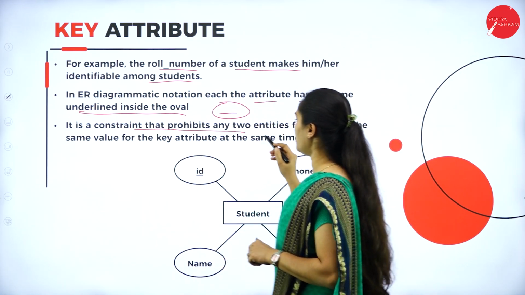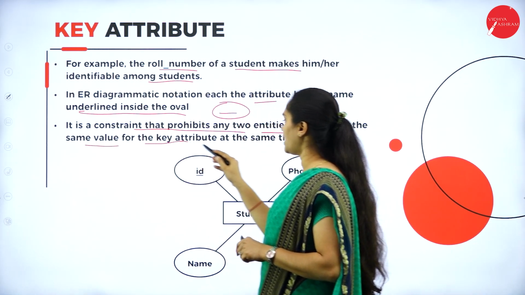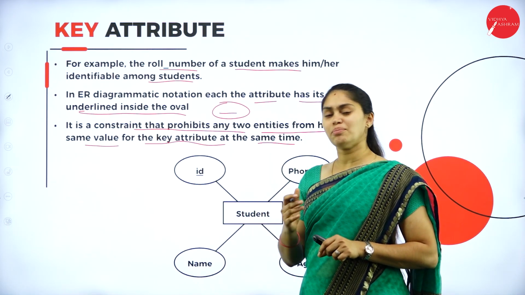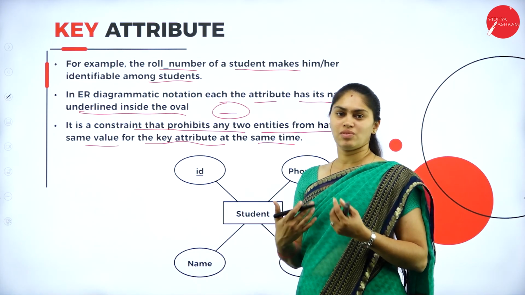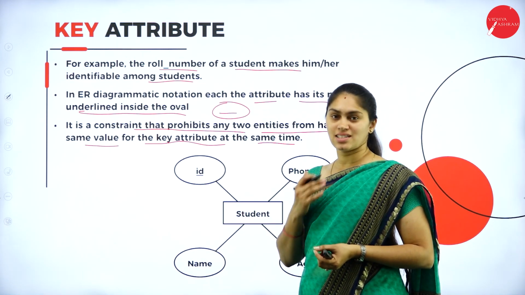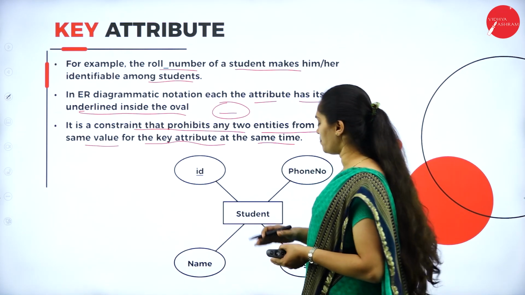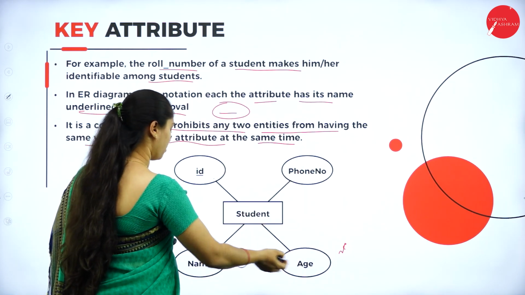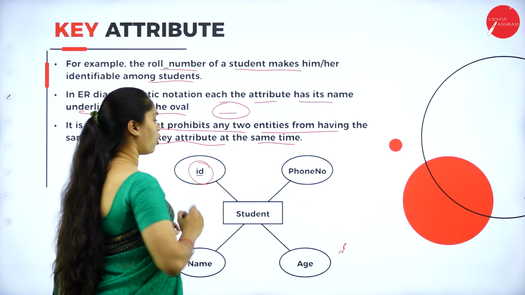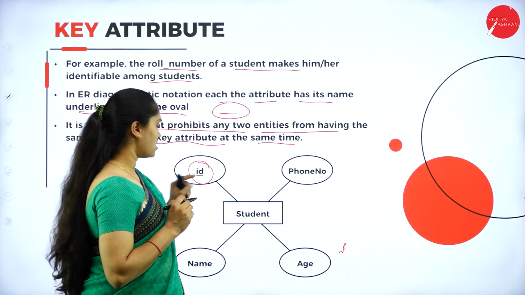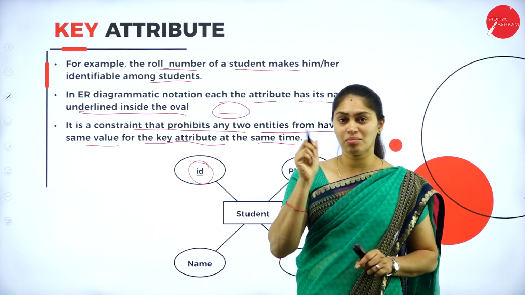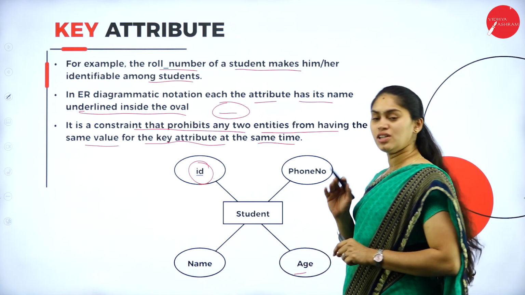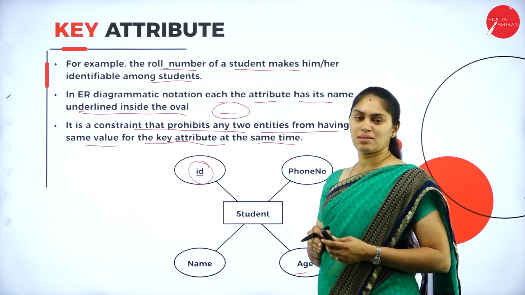So it is a constraint that prohibits any two entities from having the same value for the key attribute at the same time. I can't have the same value for all the student IDs. With the help of student ID only we make a distinction between the students, so the ID should include only distinct values. Here you can see that we have a student entity that comprises different attributes called ID, phone number, age and name. So here ID is what? Key attribute. Why? Because how can I get to know this is a key attribute? Because the name of the attribute is underlined, okay, and I am not taking date of birth, that is why age is a normal attribute itself. This is one example of a key attribute.